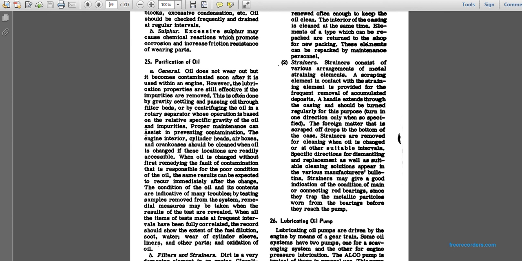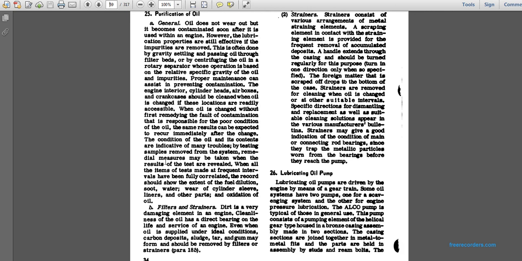All the items of the test may be made at frequent intervals and correlated with the record of the engine, including fuel dilution, soot, water, the cylinder sleeves, liners, oxidation, the filter set, strainers, and dirt, the very damaging elements of engine cleanliness. The oil has a direct bearing on the life and serving of the engine. Even when the oil is supplied in ideal condition, carbon deposits, sludge, tar, and gum may form, and should be removed from the filters and strainers.